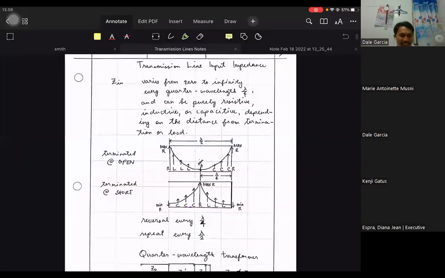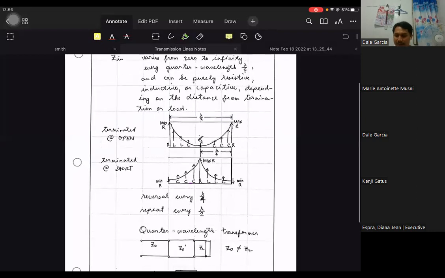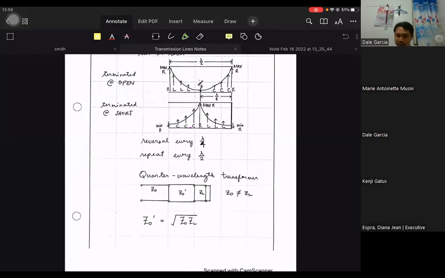Again, this is what we discussed last time: transmission line input impedance. We have known that different lengths of transmission line, different electrical lengths, also have different input impedances. It is not just a purely resistive input impedance, but it could be seen either as a capacitor, a resistor, an open line, or a short circuit.